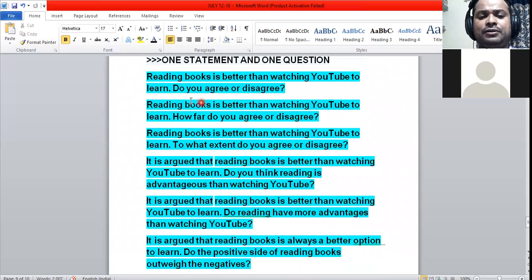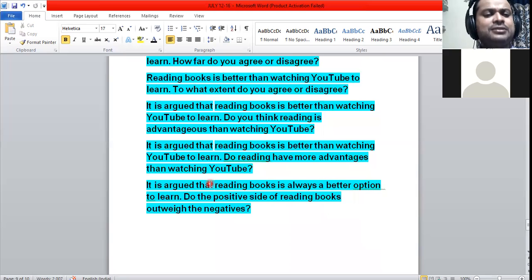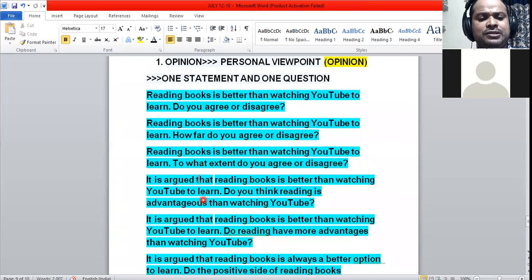Do you agree or disagree? How far do you agree or disagree? To what extent do you agree? Do you think it is true? Now, do you think it is advantageous than disadvantages? Do the positives outweigh the negatives? Do the merits outweigh the demerits? These are the types of questions. These are examples of these types of questions.